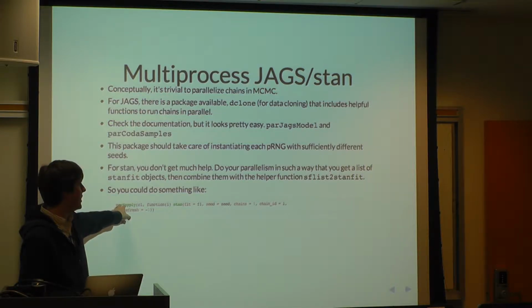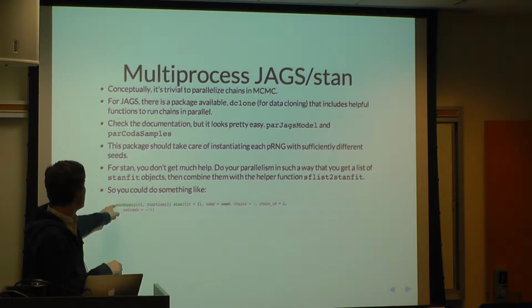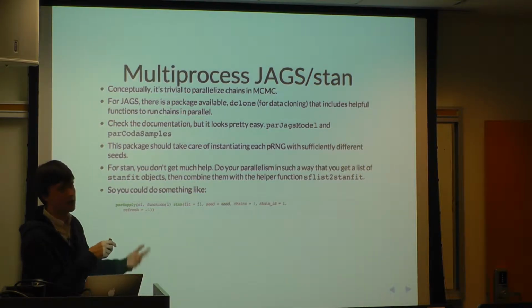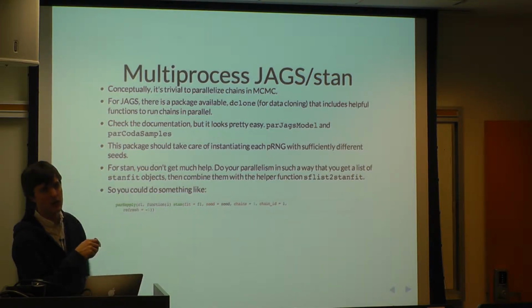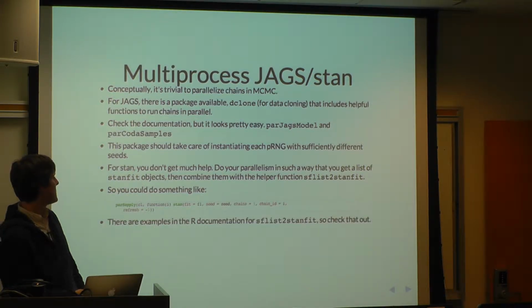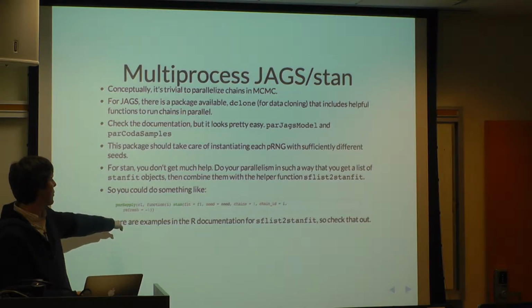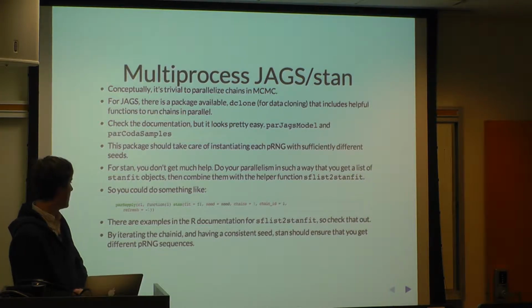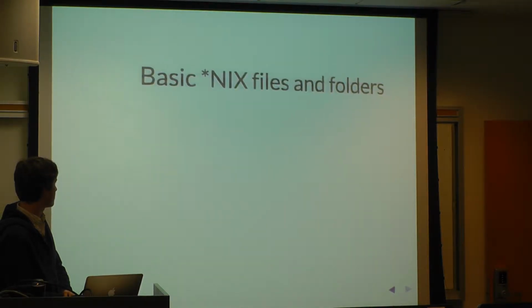At this point you have the list, so then you would save this to some variable, take that variable, pass it into this function, and you're done. You have a single stanfit object with however many chains you wanted. So it's still pretty easy. Yeah, there are more examples in the R documentation, so look at that, but it's essentially trivial.